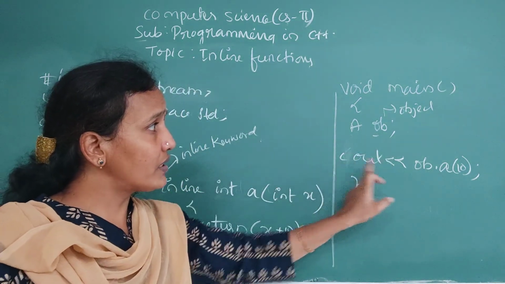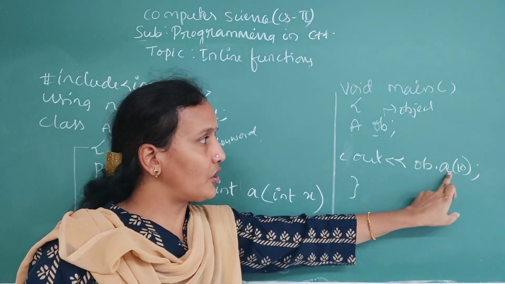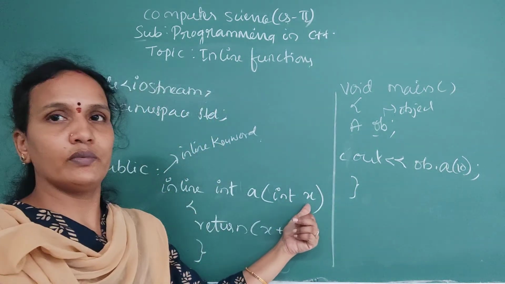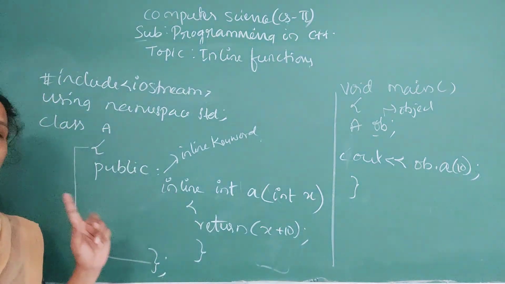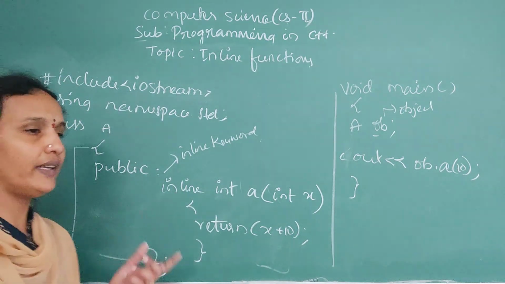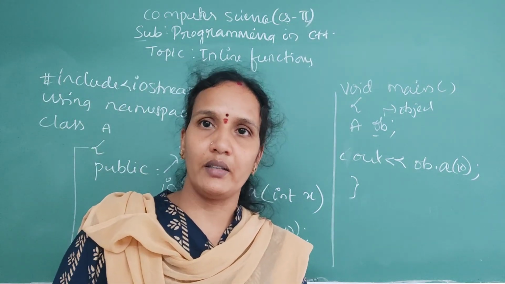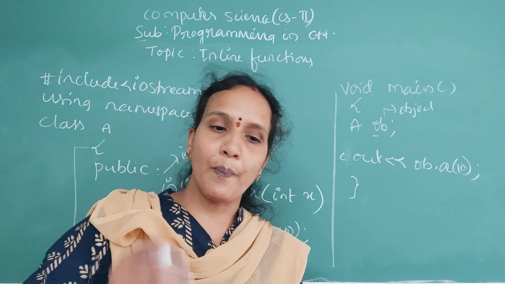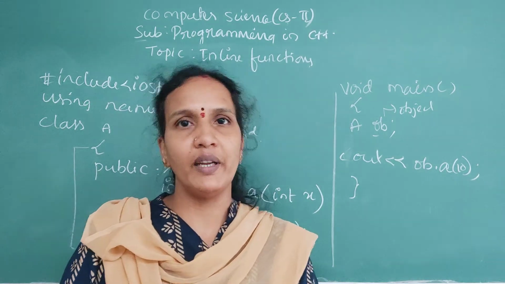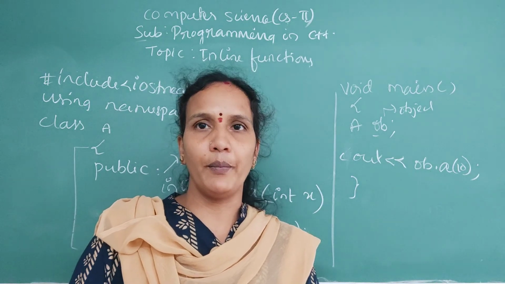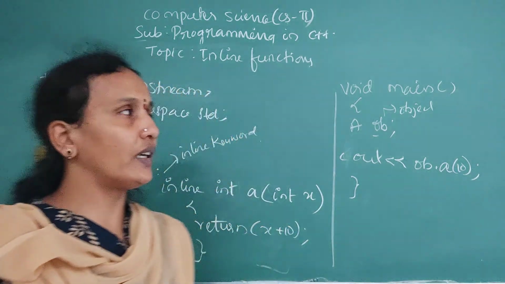Now, here cout ob dot a of 10. Here a is a function, 10 is a value. So here I am not calling the inline function, directly it is executing. Why? Because it is an inline. So when it is an inline function, you no need to declare, you no need to call. It is a part of your program. When the compilation starts, at that time only that function will be loaded into your memory. So this is about this class. Next, we will continue in the next class.